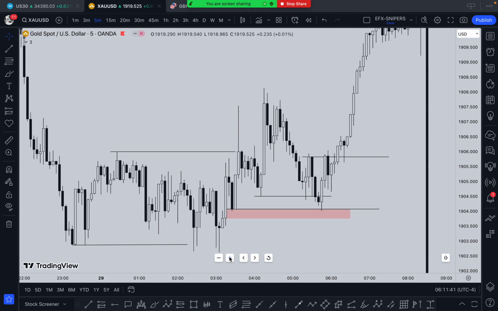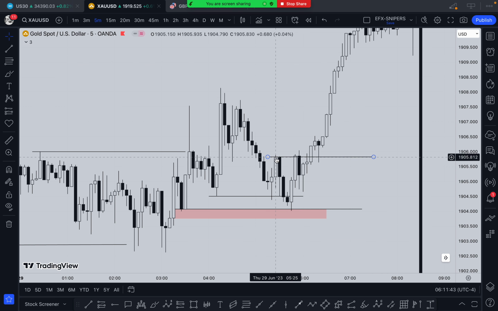So if you can check, you can see what happened here. You see, there was this kind of resistance, then the market broke. This is why I took my entry. I took my entry exactly here, my second entry. I believe you guys can see.